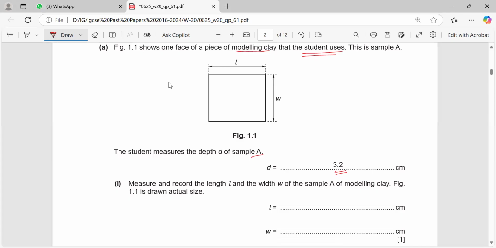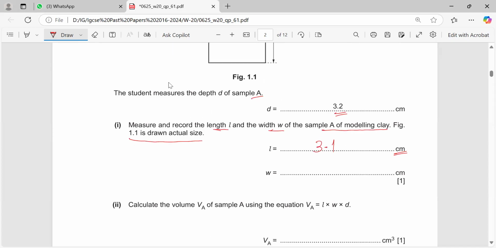Now the diagram is in front of us, and it is drawn actual size, full size. So measure and record the length L and the width W of the sample A of the modeling clay. Figure 1.1 is drawn to actual size. So when we make use of the ruler, this length comes to be almost 3.1. The unit is already mentioned in centimeters, so no need. But if it's not there, we have to be careful. We have to write the unit.